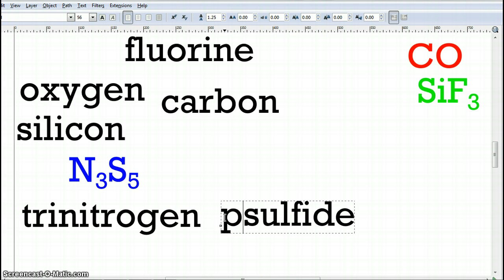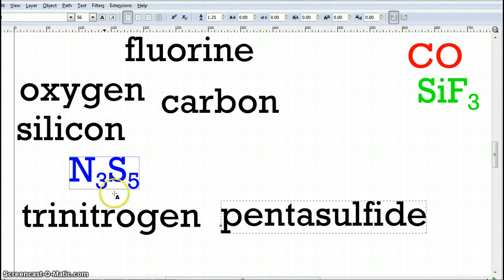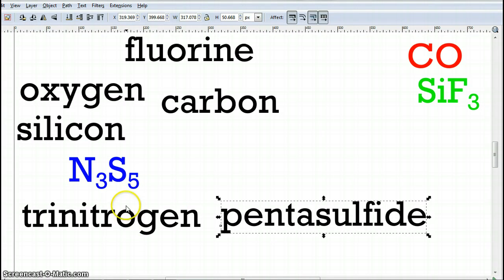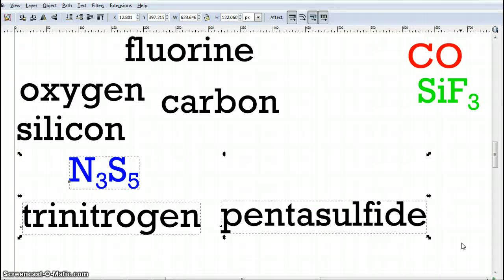So this would be pentasulfide. And our total complete name here would be trinitrogen pentasulfide, meaning I have 3 nitrogens and 5 sulfurs attached to one another. And that would be how we do our first one.